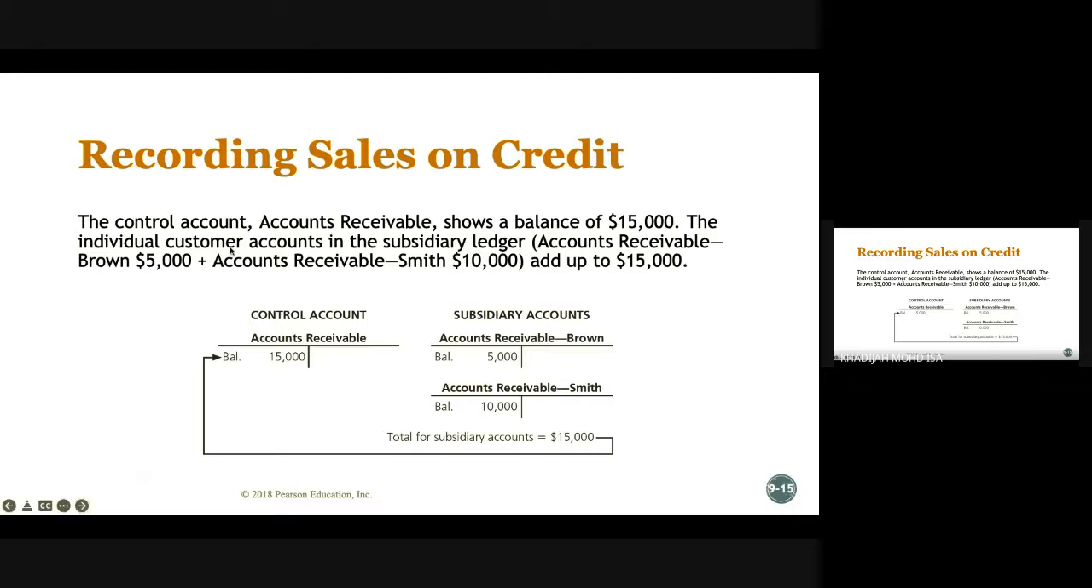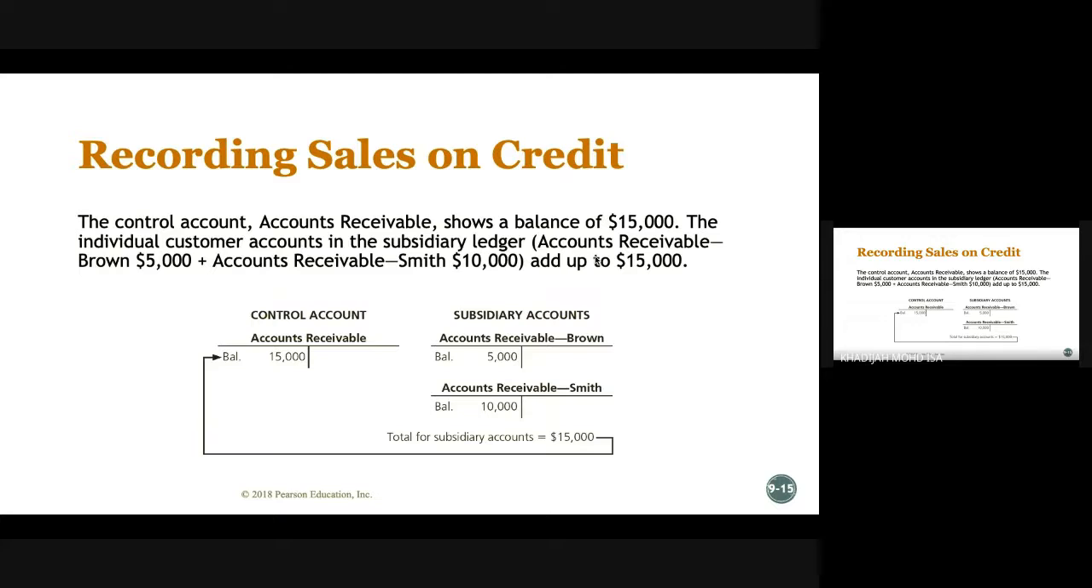The control account, which is the accounts receivable, shows a balance of 15,000. Now, since you have different customers, you're going to open one accounts receivable for each customer. For each of your customers, you're going to have what we call a subsidiary account. So under subsidiary accounts, you have individual accounts receivable: Brown has a balance of 5,000, and Smith has 10,000. So in total, you are going to have 15,000 accounts receivable.